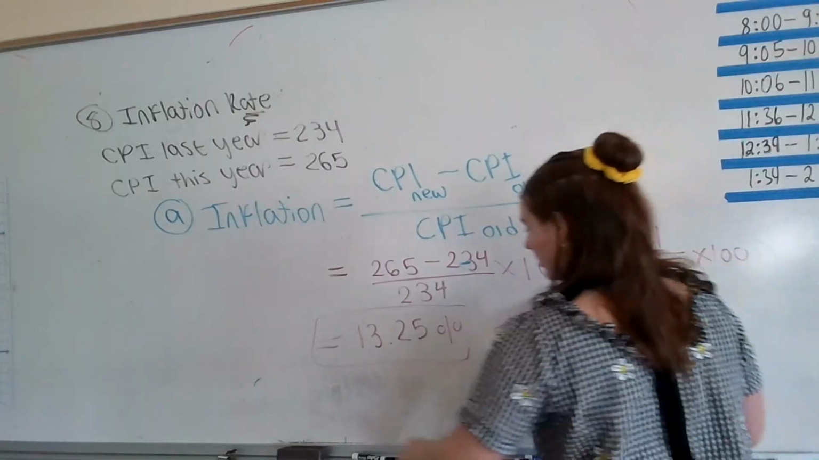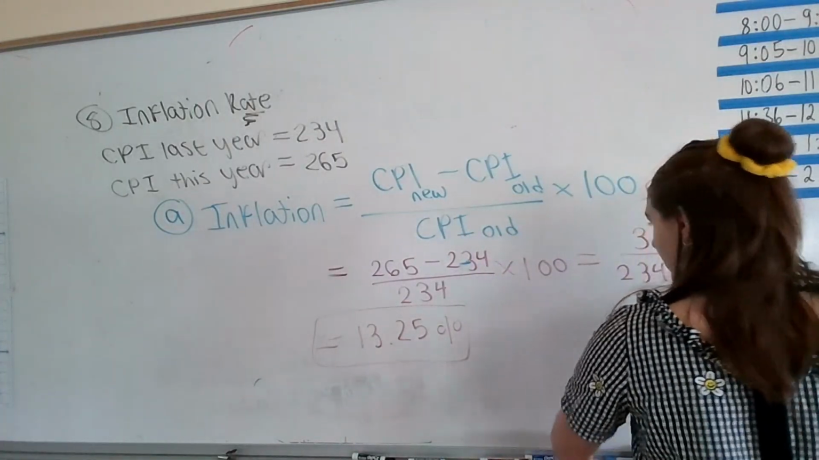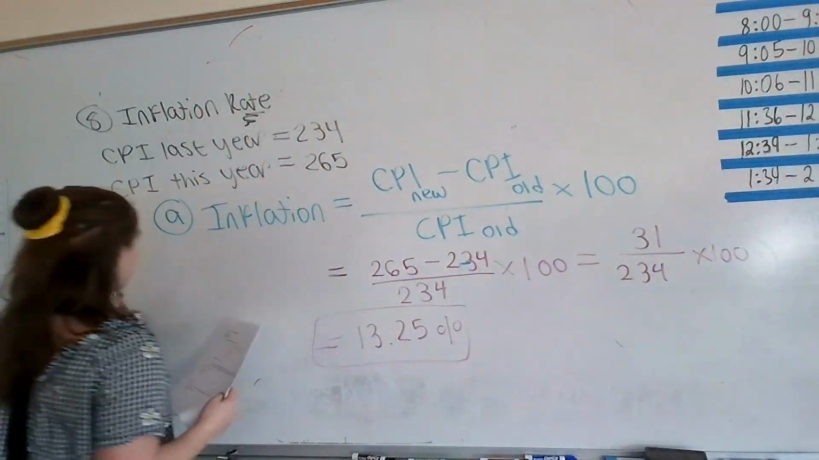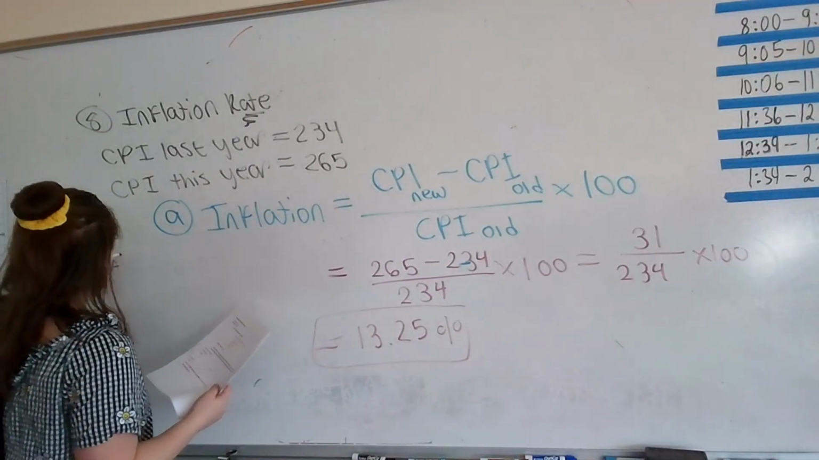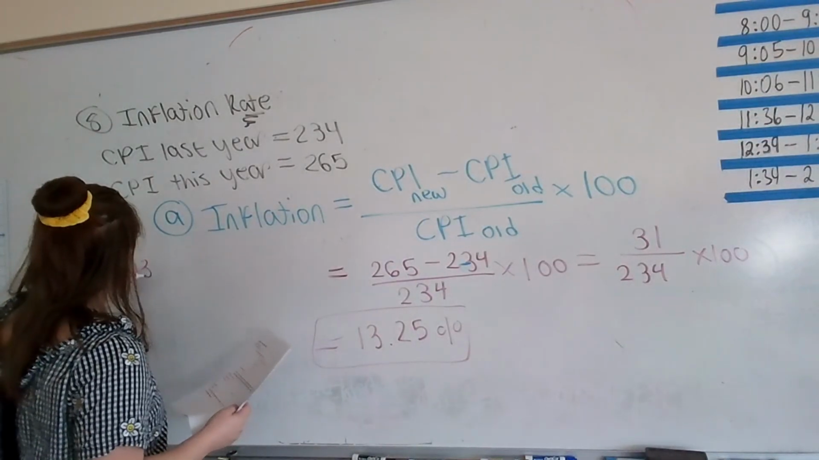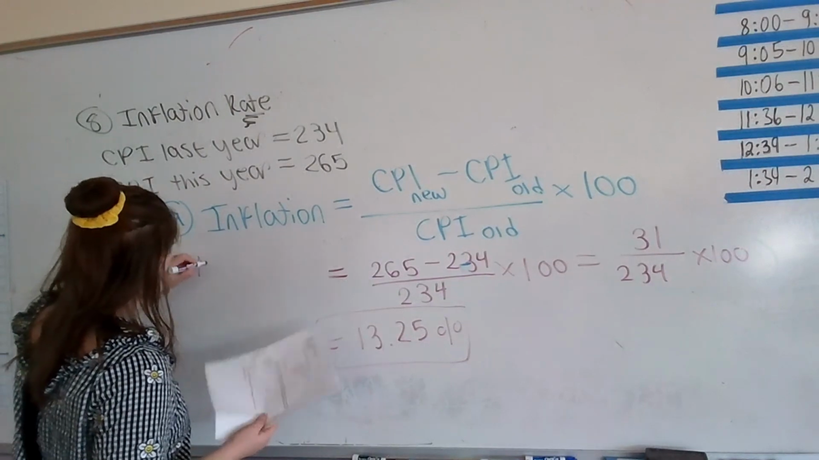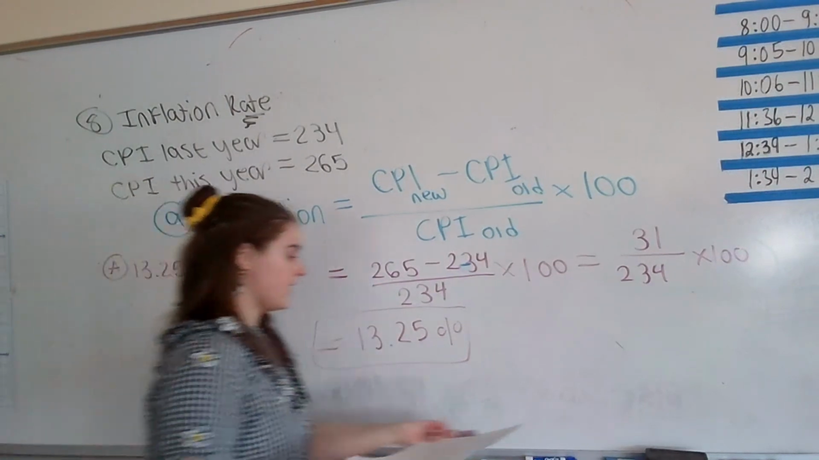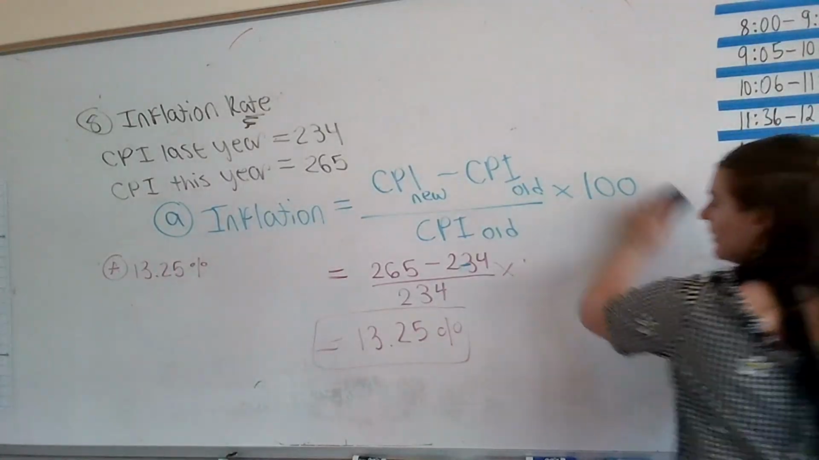The next part of this question asks about our nominal wage. So we want to put this aside, right? We calculated our inflation rate. We said our inflation rate was 13.25%. And now we need to look at our nominal wage.